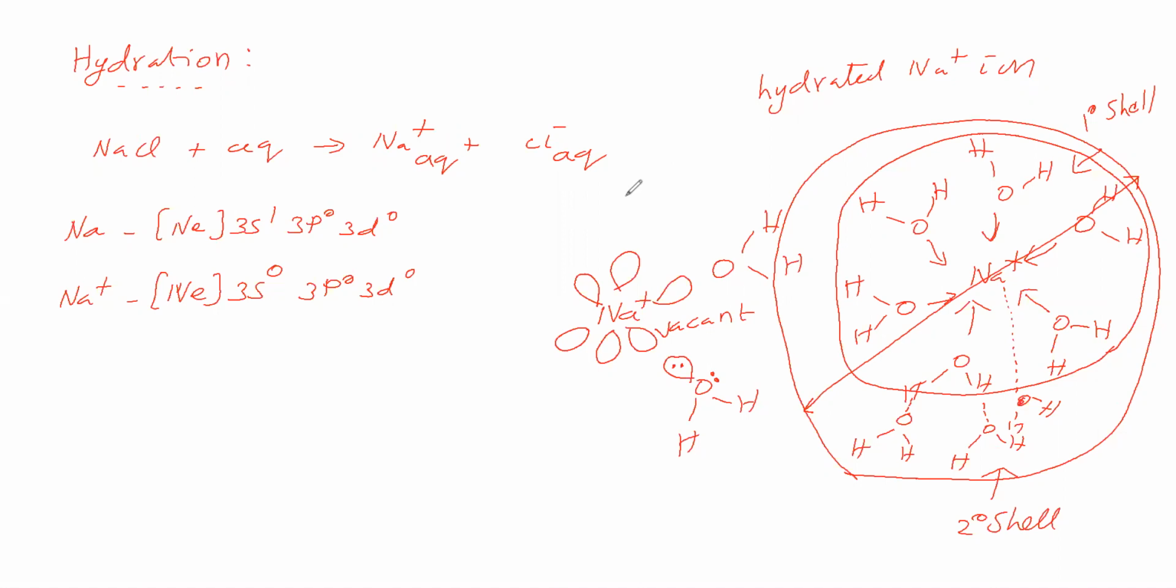In the same manner, Cl- aqueous we can say. For Cl-, instead of Na+ you write Cl-. Cl- also provides vacant orbitals, therefore water molecules make a dative bond with Cl-. That is called the primary shell. Then water molecules make hydrogen bonding with the primary shell water molecules, and secondary shell water molecules attract the central ion. Primary and secondary shells combined are called the hydrated ion, in the same manner hydrated Cl- ion. This process is called hydration.